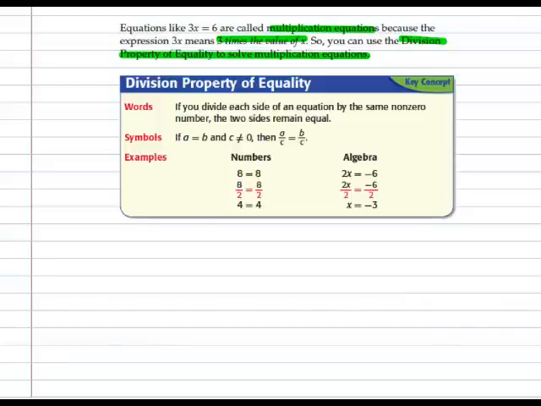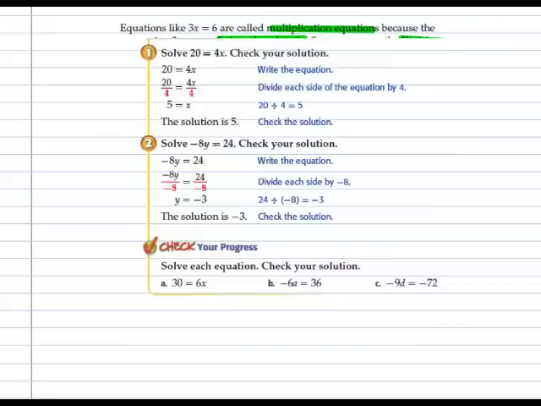With numbers, 8 is obviously equal to 8. If I divide both sides by 2, the same non-zero number, I get the statement that 4 is equal to 4. Obviously true. In my algebraic equation, 2x equals negative 6, I divide both sides of my equation by 2, a non-zero number, and my result is x equals negative 3.